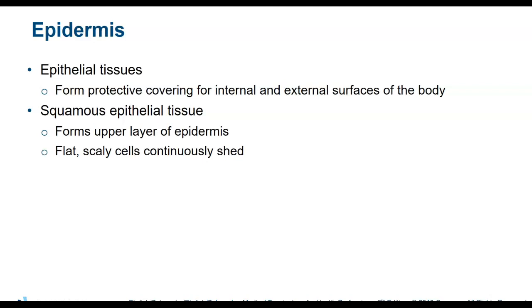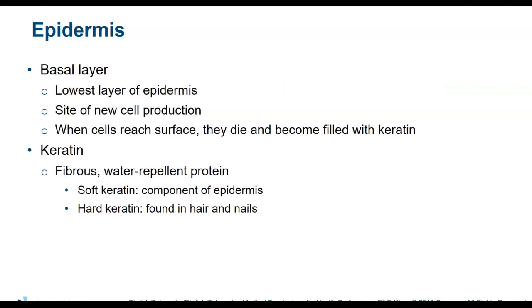The squamous epithelial actually form the upper layer of the epidermis. And these are flat, scaly cells, and they shed. And you can tell that, especially in the winter, we get the dry, flaky skin. But again, it's falling off and constantly being replaced. The lower level of the epidermis is the basal layer. This is where those cells, the new cells, grow.